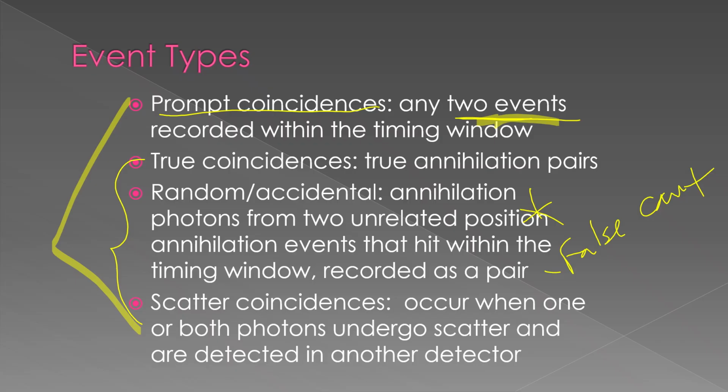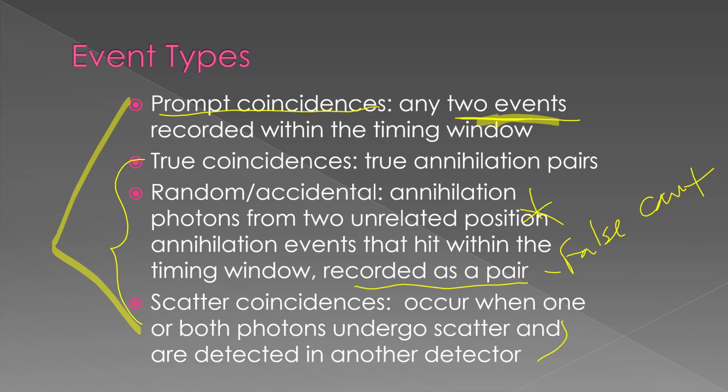That's going to create a line of response that's false, and then it's going to use the timing window to place that account along that line, but there shouldn't actually be one there. So this gets recorded as a pair, and it's really just two random photons that just happen to hit opposite of each other. And then you also have the scatter ones.